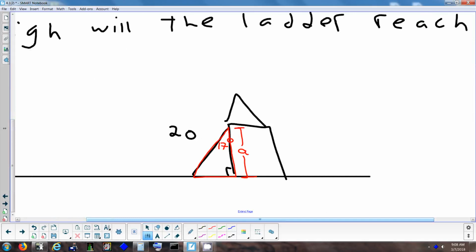We're going to circle the 3 things. The 20 was given. 17 was given. A is what we want to know. Could we find this other angle if we wanted? Sure. Did they ask for it? No. So I'm not worried about finding the other angle. So let's label our sides.